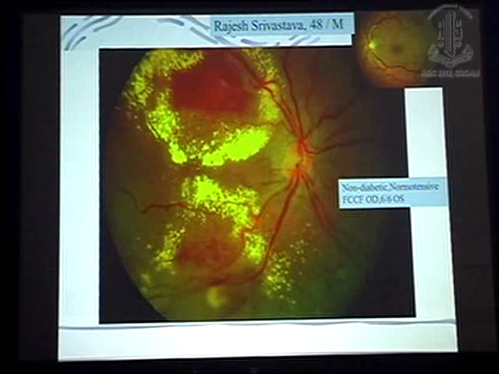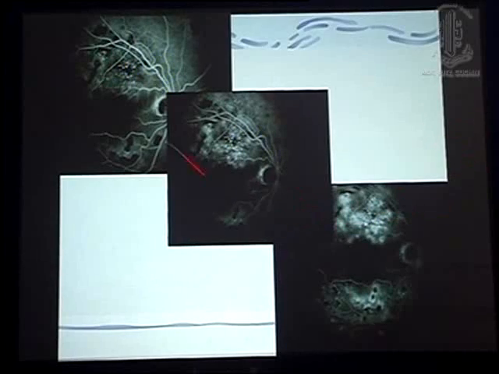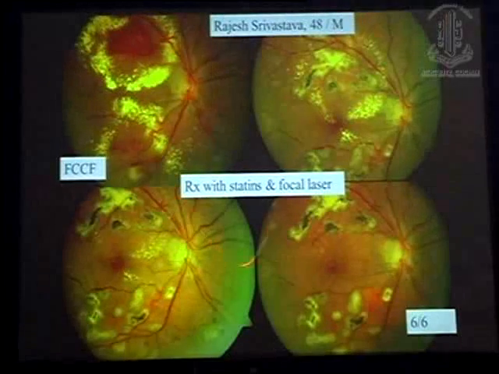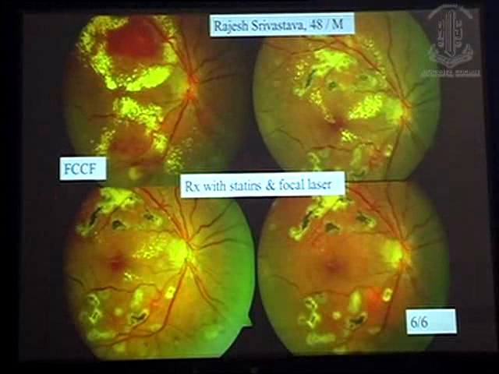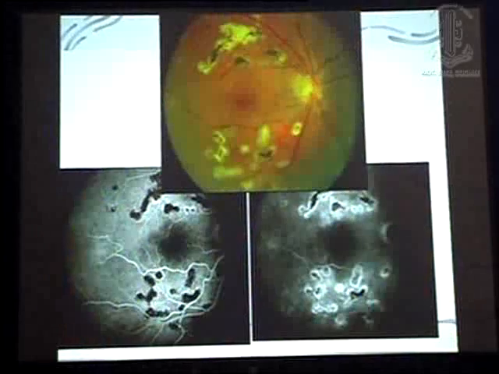This patient had a lot of fundus findings, but you see on FA there is a very minimal focal leak in the upper temporal part, and after focal laser this goes away. So whenever you are contemplating focal laser in any condition, whether it is diabetic retinopathy or central serous retinopathy, FA is required, early phase FA is required to pick up these focal leaks and do appropriate focal laser.